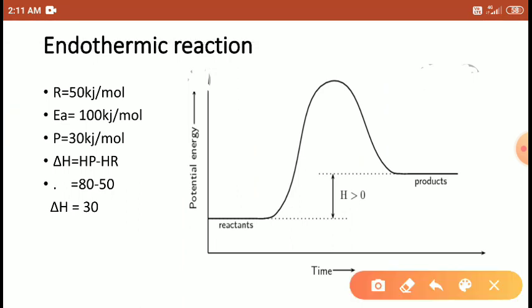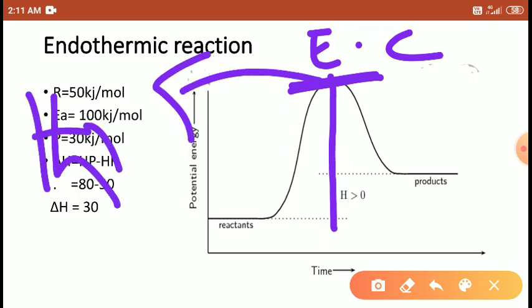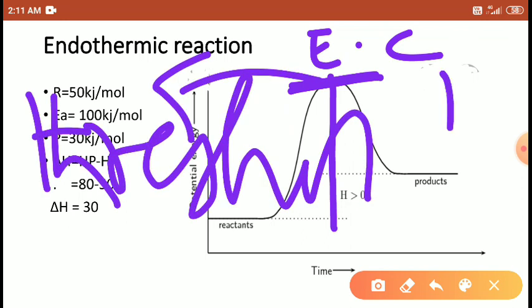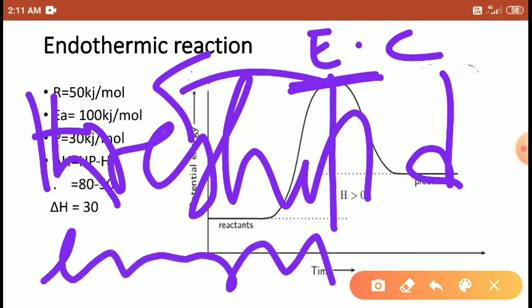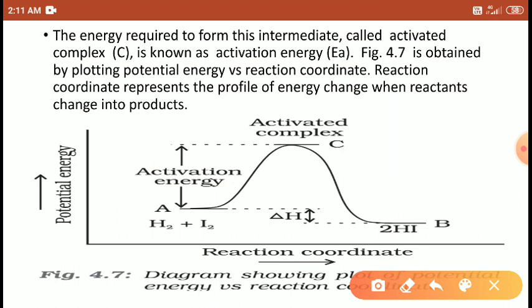Sometimes this activated complex state is also called the threshold energy. The minimum energy required to reach the activated complex state is also called the threshold energy. Right, students? Threshold energy. So energy required.